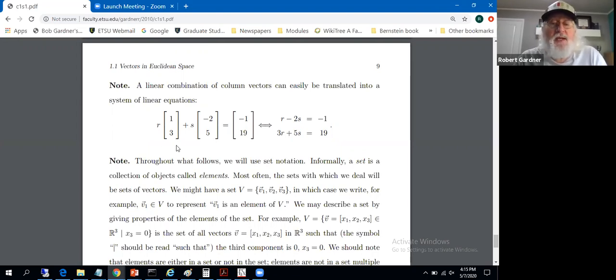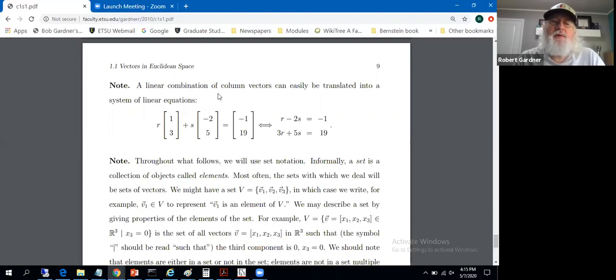What if you did the arithmetic on the left-hand side? What would you get? r times 1 plus s times negative 2 for the first component. You get r minus 2s for the first component. On the right-hand side, you got negative 1 as the first component. For the second component, you'd have 3r plus 5s on the left, and the right-hand side's second component is 19. So having this linear combination with these maybe unknown coefficients r and s corresponds to having these two equations and two unknowns.